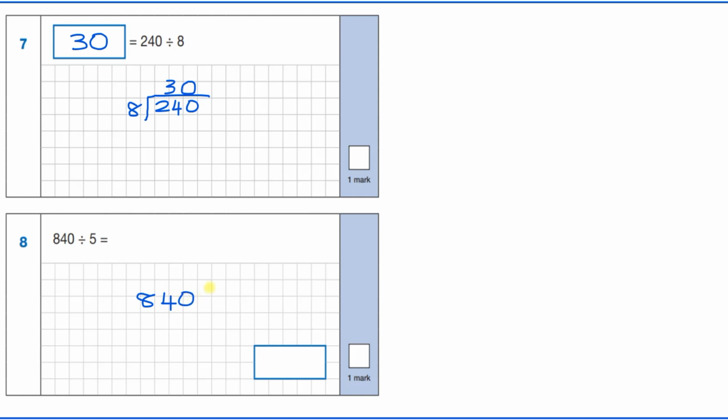Question 8: 840 divide by 5. Short division or long division, it doesn't matter. 5 goes into 8 once, 3 remaining, so 34. 5 ones are 5, 8 take away 5 is 3. That 3 goes to the next number, 34. 5 goes into 34 six times, which is 30. 4 remaining, that 4 goes into 40. 5 eights are 40. 168 is the correct answer.